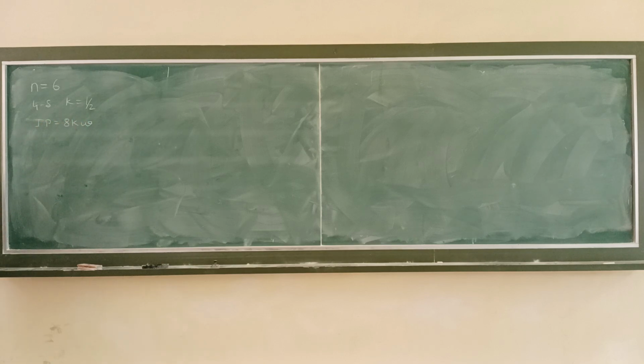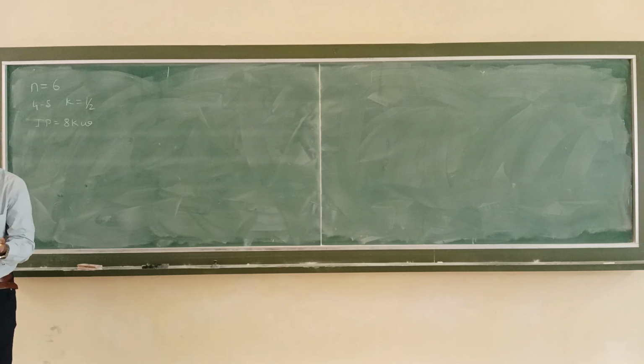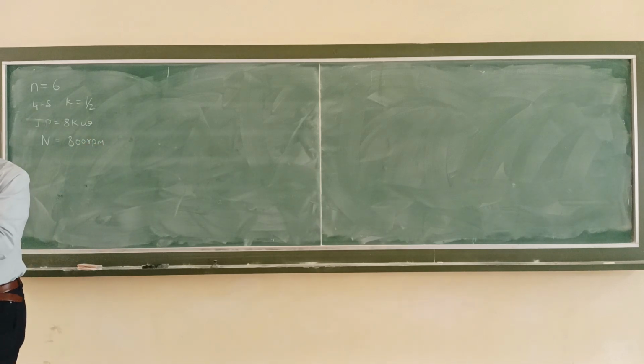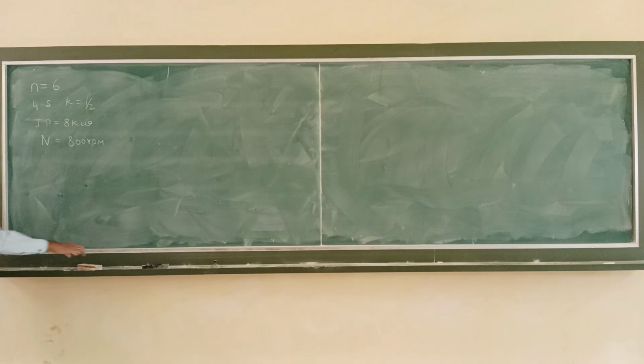Next one. And then given the engine speed in RPM, right? So what is the engine speed that is given? 800 RPM. So indicated power is 80 kilowatts. N is equal to 800 RPM. What else is the given?